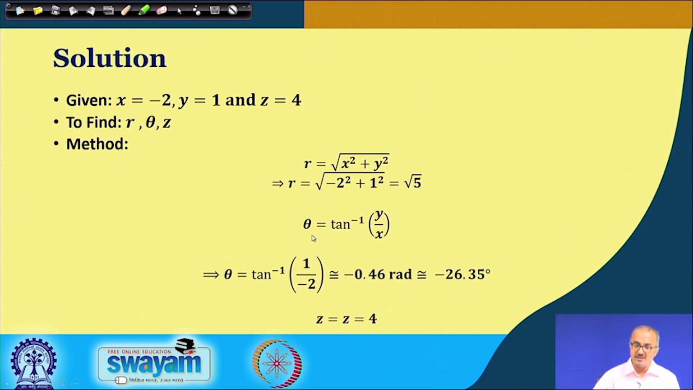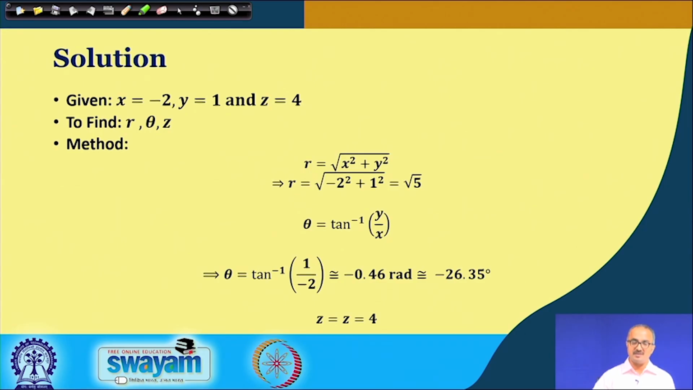Then the rotation, and this rotation is also called azimuthal. The azimuthal direction is theta. So, what is rotation? We can find it from tan inverse y by x, and here you find it is minus 0.46 radian or minus 26.35 degrees, and the elevation remains the same. So, r, theta, z versus x, y, z: z remains the same. By this radial distance, the rotation and the elevation, we have now located the same point in the cylindrical coordinate system.